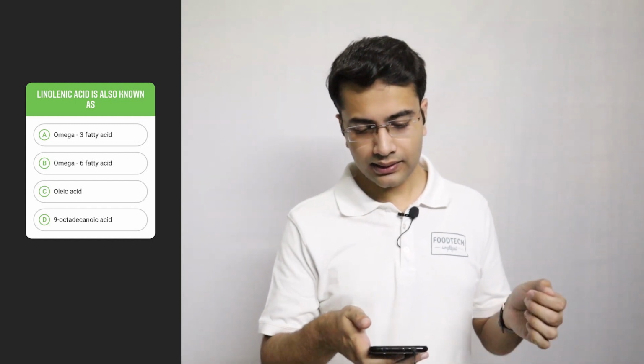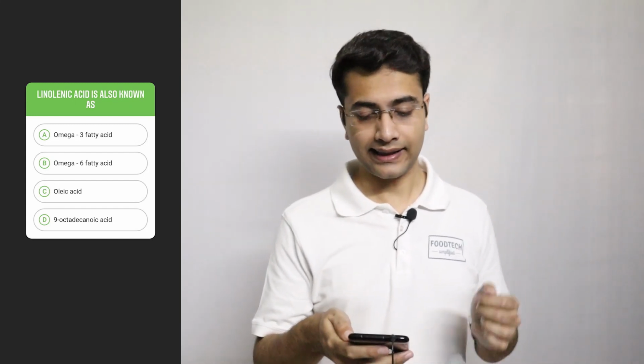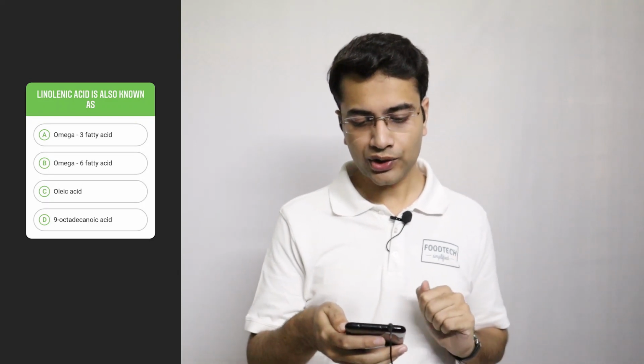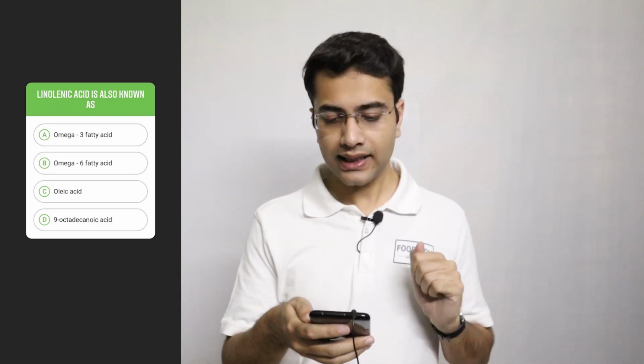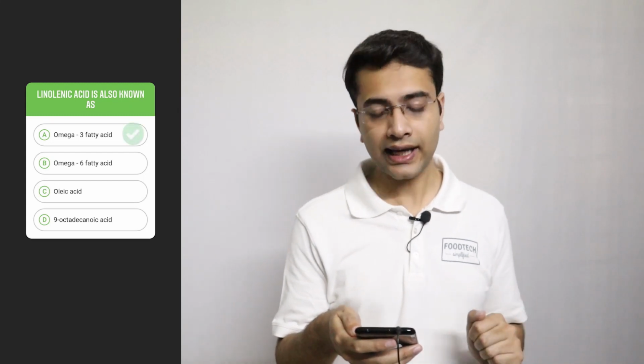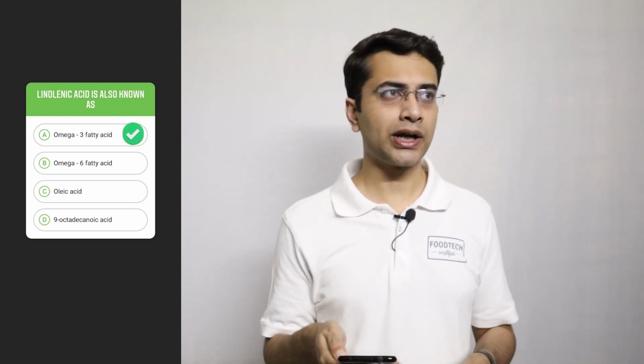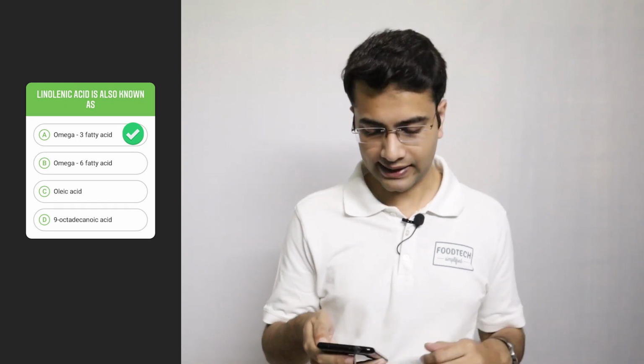So linolenic acid is an essential fatty acid, right? So what should be the correct option? Linolenic acid is also known as option A, omega-3 fatty acid. Why do we call it specifically 3? Why not 1, 2 or 5 or 6?